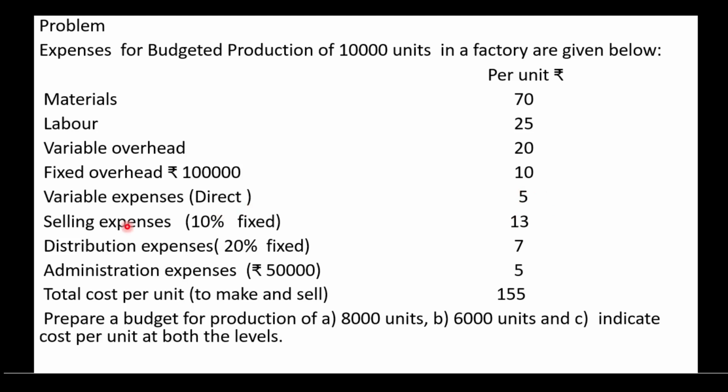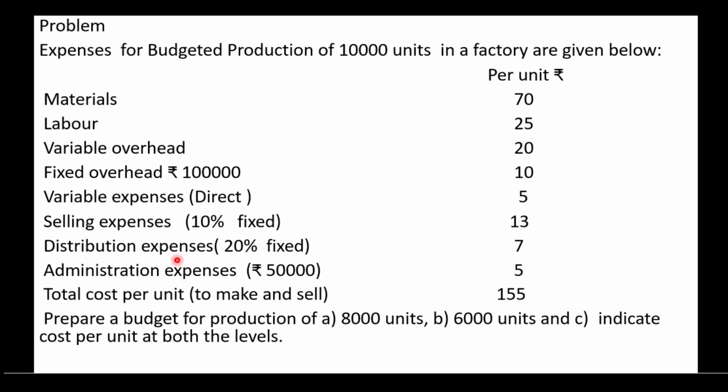And then selling expenses. In the selling expenses, the 10% is fixed. So here the per unit amount is 13 rupees. In this 13, 10% is fixed. The remaining 90% is variable. The fixed amount is always constant, while the cost per unit changes. So the 10% of the 13 is fixed and the 90% of the 13 is variable.